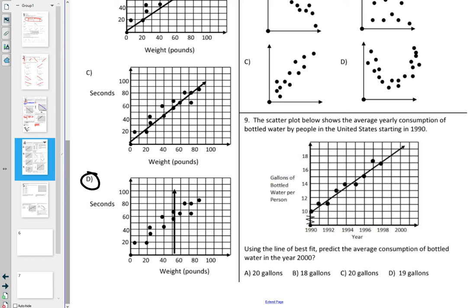So of all of these, the best option, the one that's going through the most points, appears to have 5 points above it and maybe about 3 points below it. So it's not a perfect balance, but it is going through as many points as possible. So let's see.